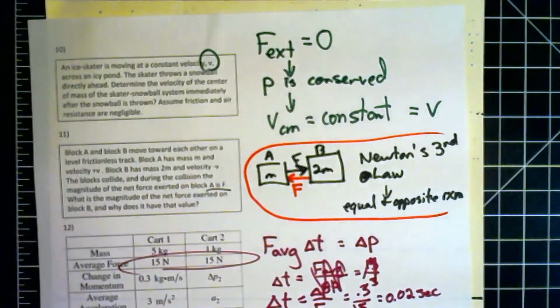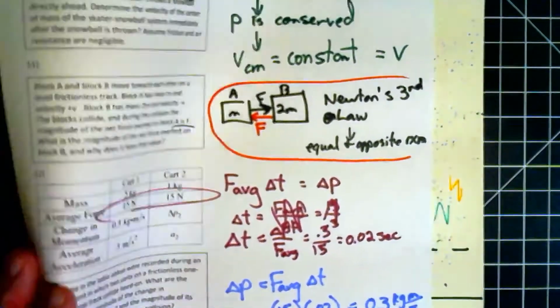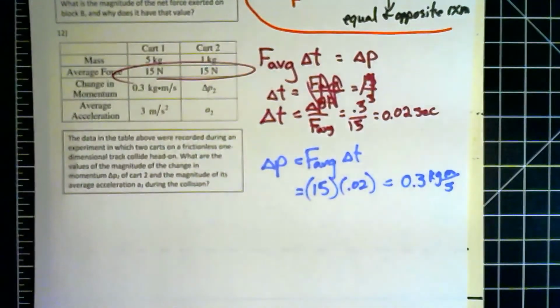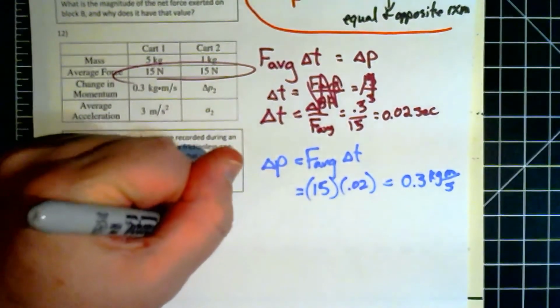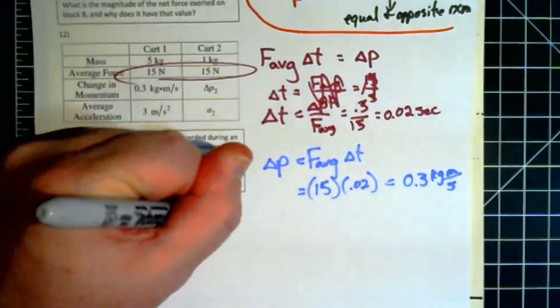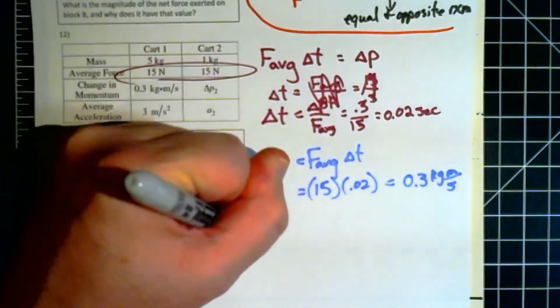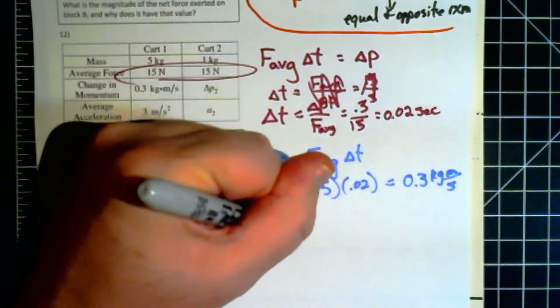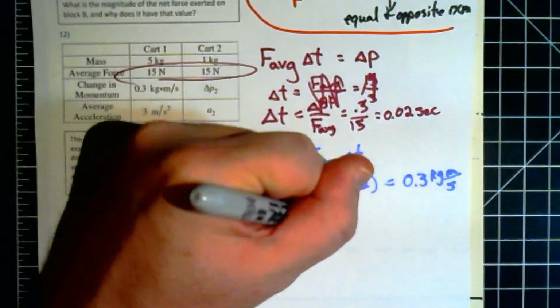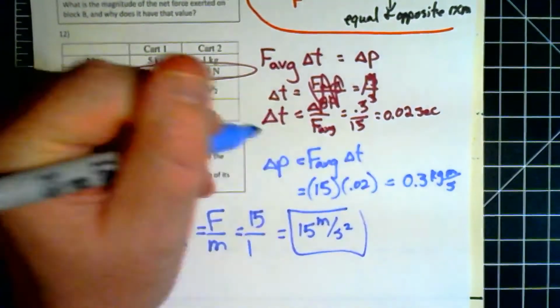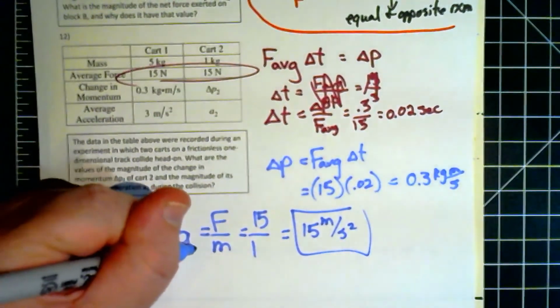It shouldn't be any surprise that just because there's two different carts, if they're undergoing the same forces and the same time interval, they're going to have the same change in momentum. Now the velocities and accelerations will be different, but delta P stays the same. And so lastly, to find the acceleration, that's just F over M. So that's just 15 divided by 1, which is 15 meters per second squared. So that's for cart number 2.